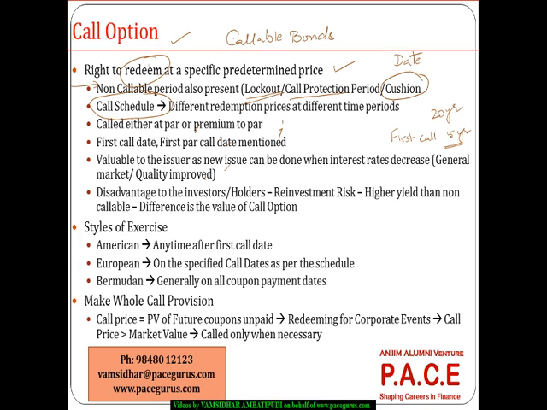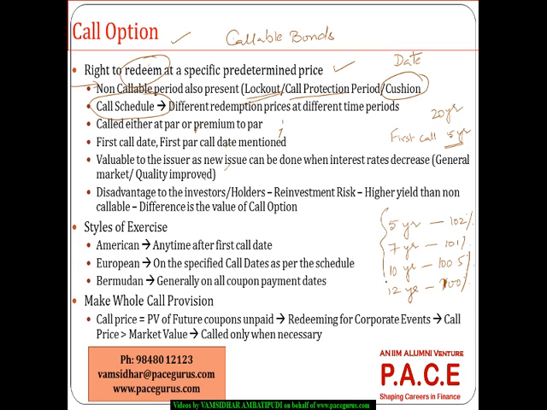After that the company can typically come out with a call schedule, which may say, okay, after 5 years the company can call back the bond at 102% of the par value. After 7 years it can call back at 101% of the par value. After 10 years it can call back at 100.5% of the par value, and after 12 years the company can call back at 100%, or the par value itself.